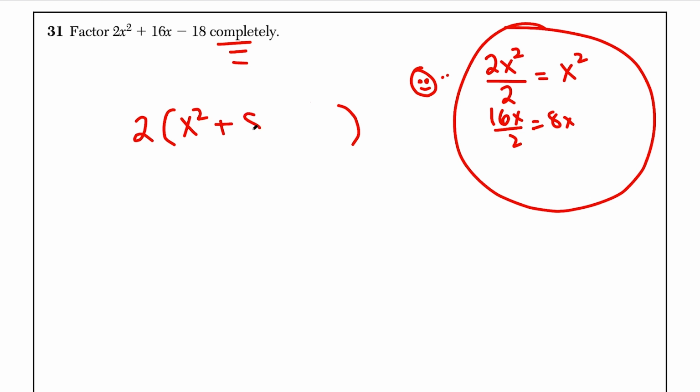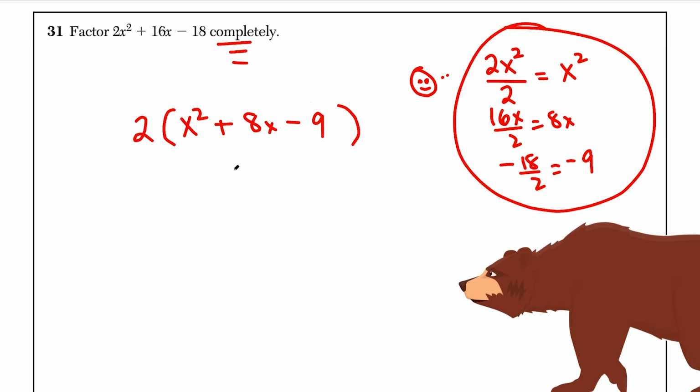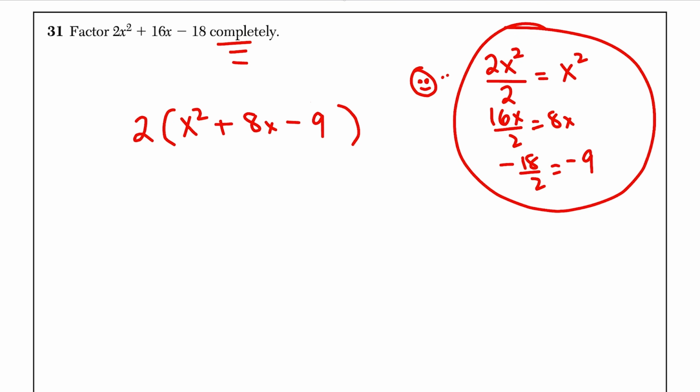We have plus 8x. And then the last term here, we have negative 18. If we divide that by the greatest common factor 2, we're going to get negative 9, so we write minus 9. So this is our expression factored. But no, we have to be very, very, very careful here. This is a dangerous bear trap. Whenever you hear factor completely, that usually means you're going to have more work to do.